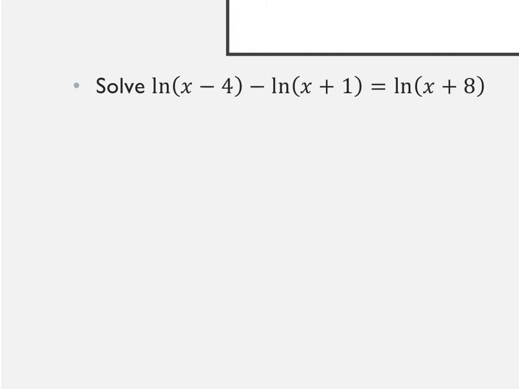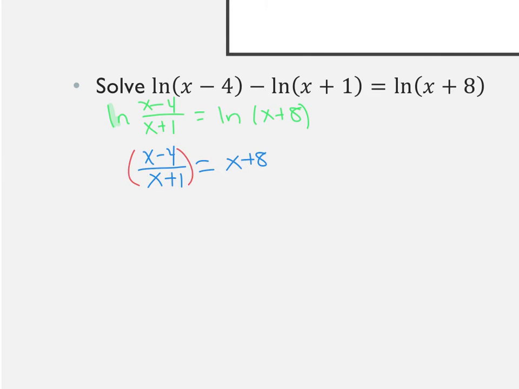Again, our first step is going to try to condense. And remember, with subtraction with logarithms, that means we are going to divide. So natural log of x minus 4 over x plus 1 equals natural log of x plus 8. Now, because I have the same logs on either side of the equation, I could rewrite in exponential form, but the natural logs are just going to cancel out no matter what. So we're ready just to drop the natural logs and say x minus 4 over x plus 1 equals x plus 8. And now we just solve an algebraic equation.